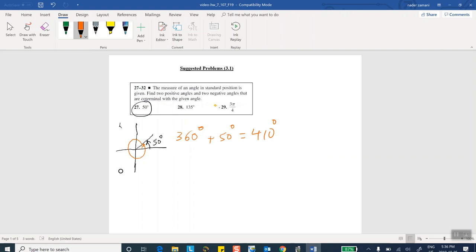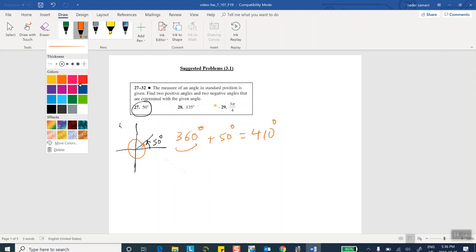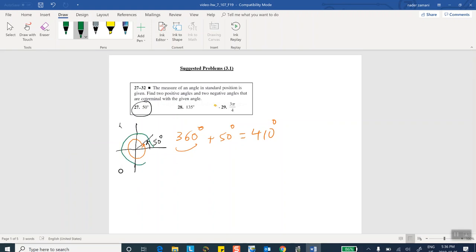But it says also show me another one. Well, here you add 2 times 360. In other words, you go around this thing twice. So if I were to draw this with a different color, I'll do it like this. I go once, I get there. I go twice, I get there, and then I go 50 degrees. So for the second answer, it's going to be 720 plus 50, and this is going to be 770 degrees. Now, these were positive angles.